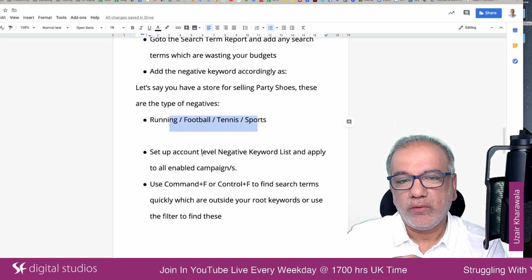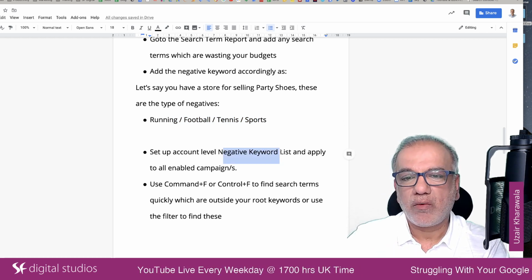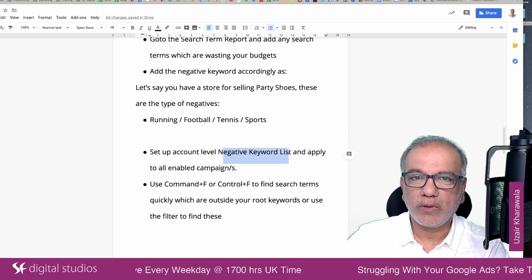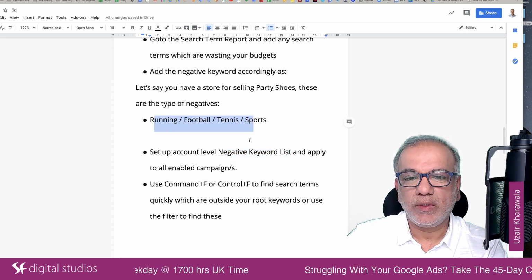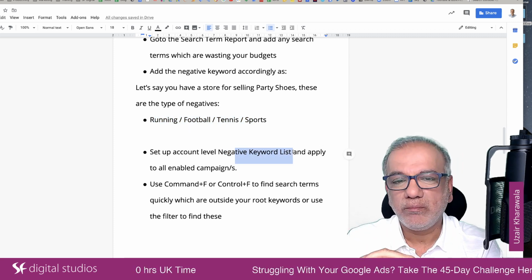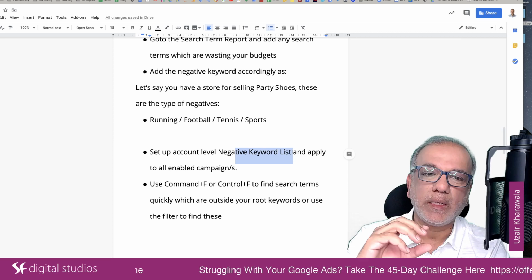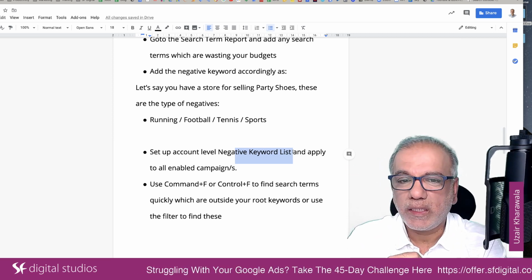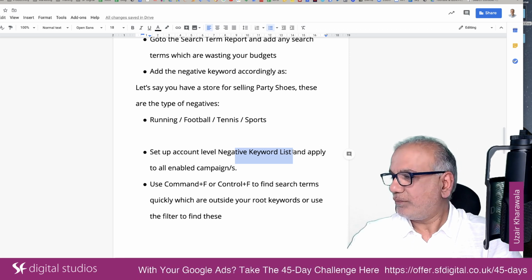And what I tend to do, for most of my search campaigns, is set up an account level negative keyword list and apply it to all the campaigns which are running. So all you need to do is to take these keywords and put them in here once, and then they are going to knock out all the campaigns all in one go. So if you've got multiple campaigns running, you don't have to go into each campaign and apply those at campaign level. A lot of the keywords you can quite easily apply at account level.